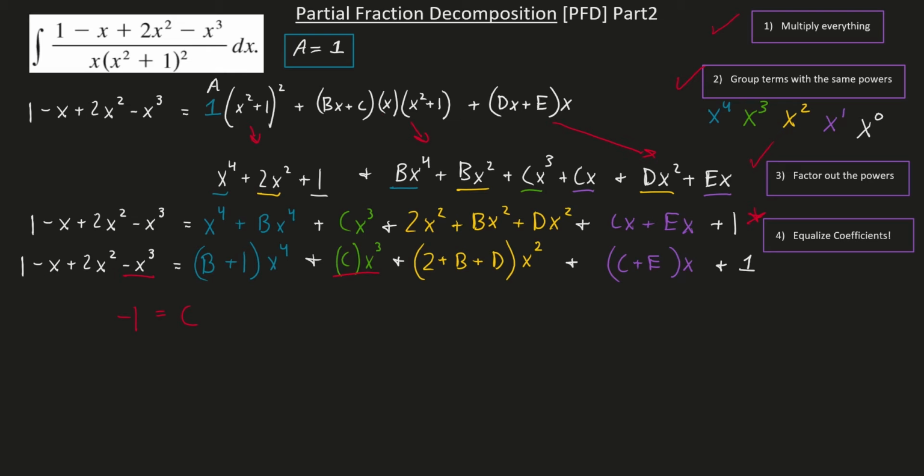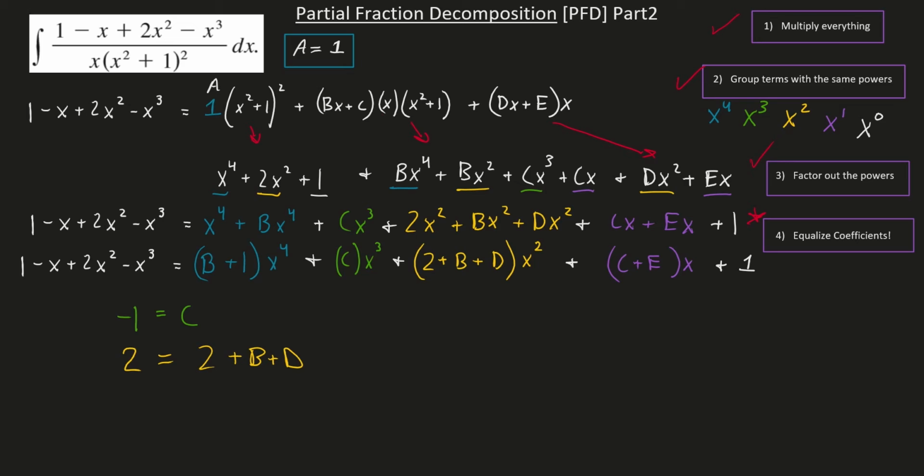Well, that was easy. Let's look at our x squared term. So the coefficient of the x squared on the left-hand side of the equation is 2, and we know that must exactly match the coefficient of the x squared term on the right-hand side of the equation. So what this is telling us is that 2 must be equal to this whole thing, 2 plus b plus d. So that's what equalizing the coefficients means.